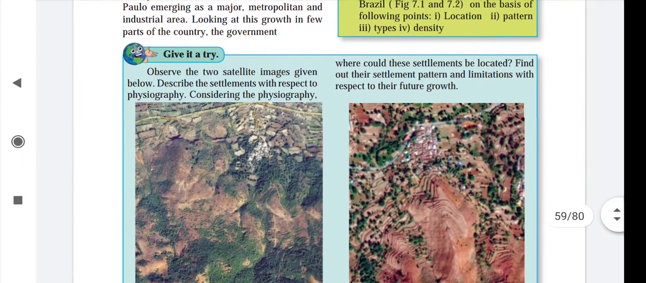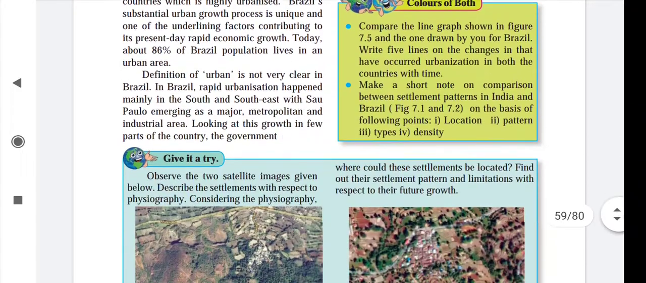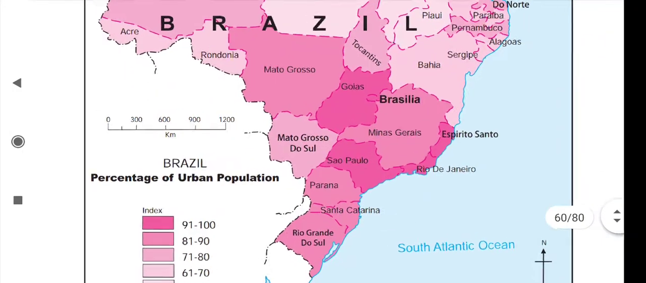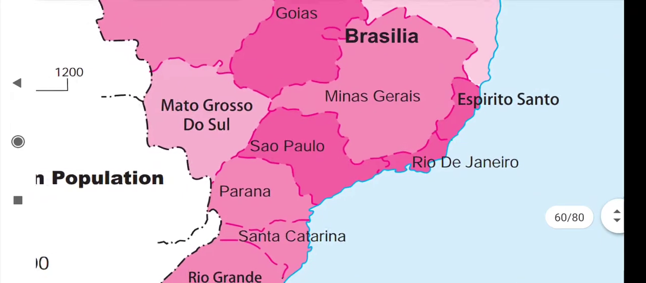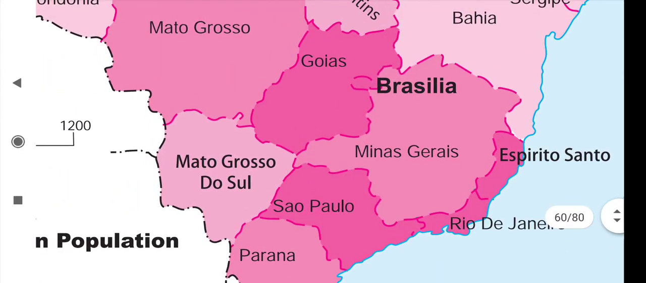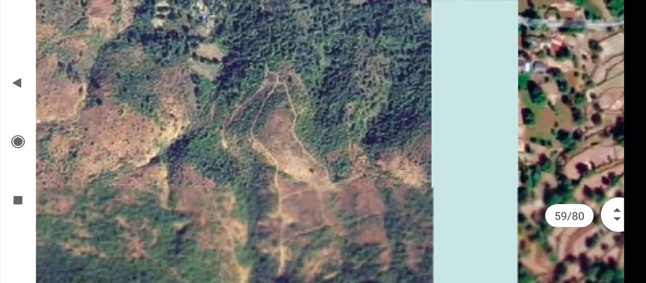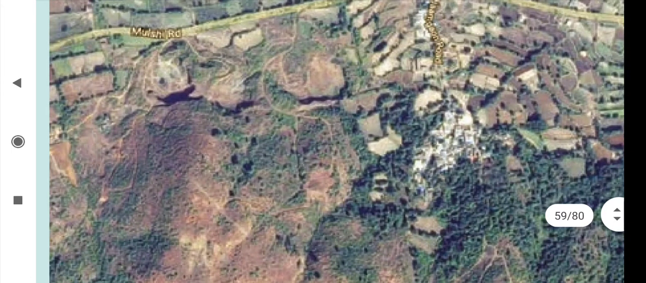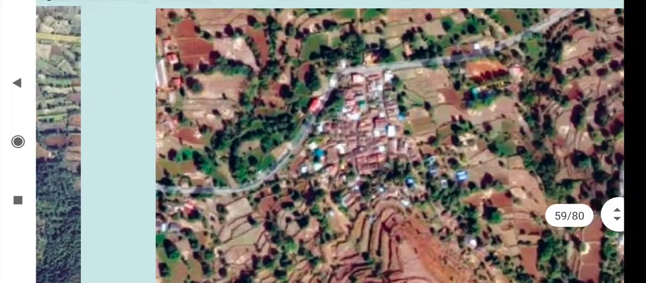The first question is: which state or region in Brazil is the most urbanized? See students, these 91 to 100 are the most urbanized places. So it is Sao Paulo, some part of Rio de Janeiro, the coastal area, and Goiás. Only in these places is urbanization more. Now see, another figure is given here. They are showing the settlement. You have to observe and describe those settlements.